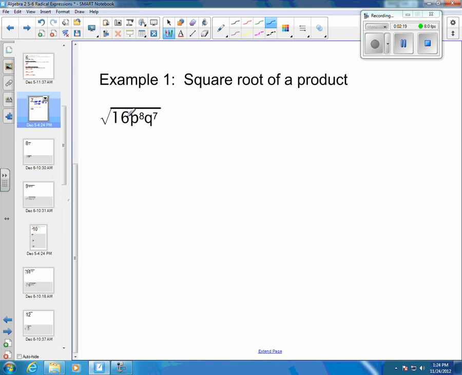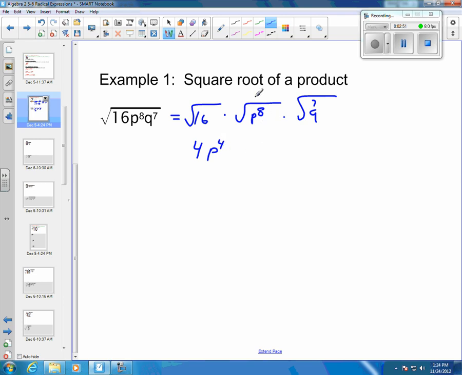So square root of 16, and if you need to write it all out, we can write it all out again. Square root of 16 times the square root of p to the 8th times the square root of q to the 7th. And if you don't need to write it all out, you can kind of go straight from here. We know the square root of 16 is 4. 16 is 4 times 4, so this is just 4. Groups of 2, there are 4 groups of 2 in 8, so this is p to the 4th.